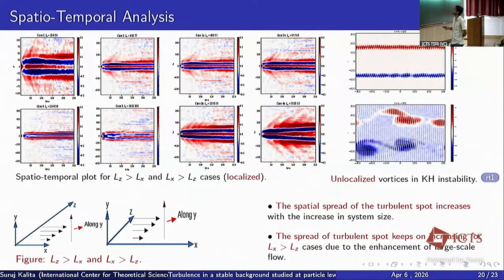As in the supercritical turbulence, you can see that these two vortex bands are broken and they are merging with each other. But in the case of subcritical turbulence, you can see localization. These bands are stationary because the background flow is very stable, and these bands cannot go beyond a certain threshold length scale.